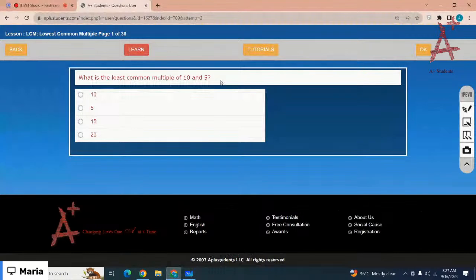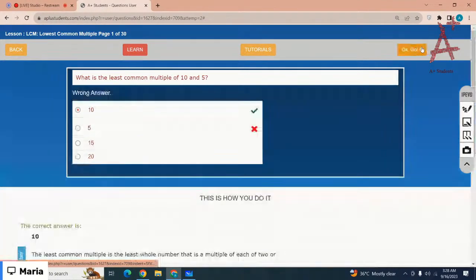Okay, what is the least common multiple of 10 and 5? 5 is a prime number. 5 has only two factors, 1 and 5, right? So it must be 5, if one of the numbers is 5 and they do not have any common factor. Because 5 can divide 10 also, so that means that is 5, right? 10.